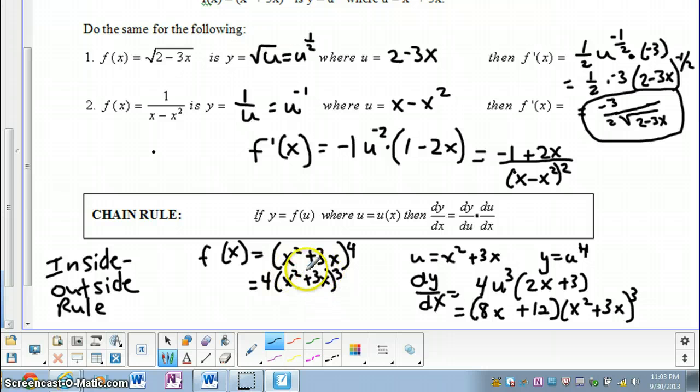Then you must remember to take the derivative of the inside here. And you can see this is the same, we're going to get the same answer here. So our last step is just multiplying the 4 times the 2x plus 3.